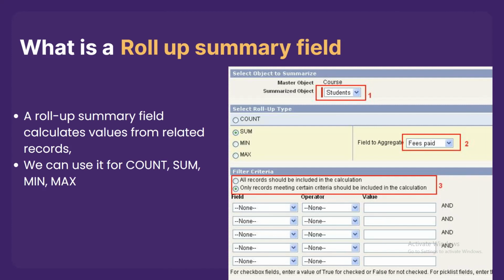And again, a mandatory note is that it can only be present in a master detail relationship, and this field should be present on the master side of the relationship, right? So you can see here, what we can do is make a count of the records or some minimum or maximum from the related records.